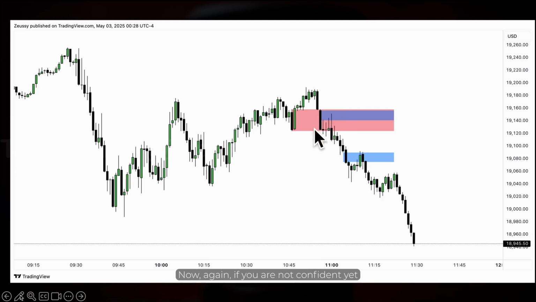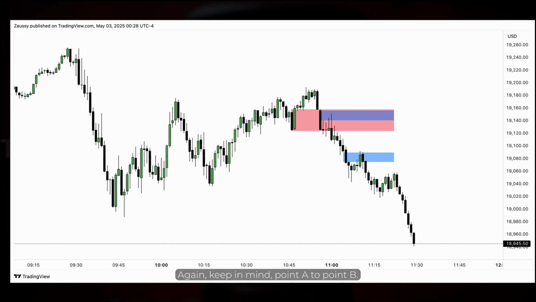Now again, if you are not confident yet in this entry right here, what you can do is wait for the next imbalance to form. Meaning what you can see is that we form a new imbalance right here during this expansion leg lower, and the market retraces into that imbalance, and that's again a potential shorting opportunity. The stop loss gets placed above this high right here because that high should remain intact. Notice that the market expands towards the downside beautifully after some short consolidation here, and it draws towards point B.